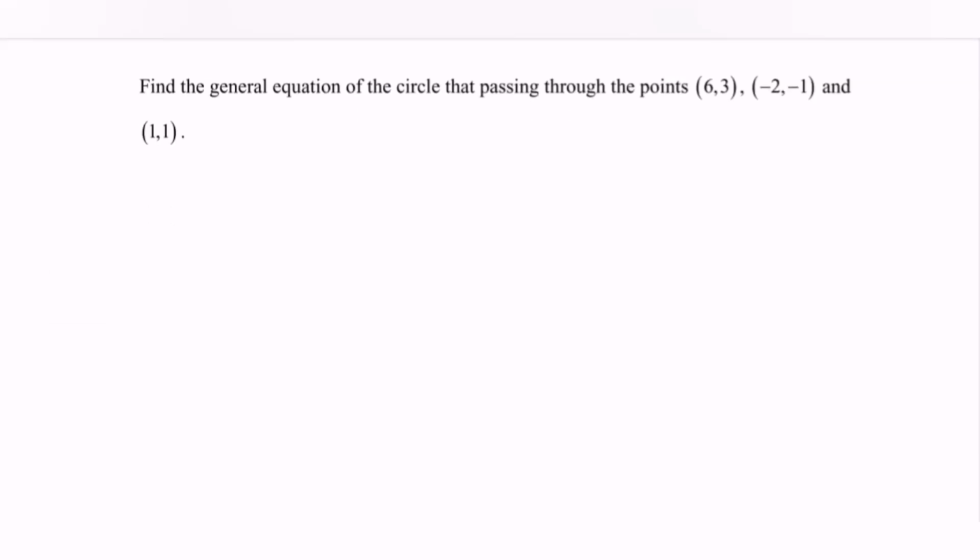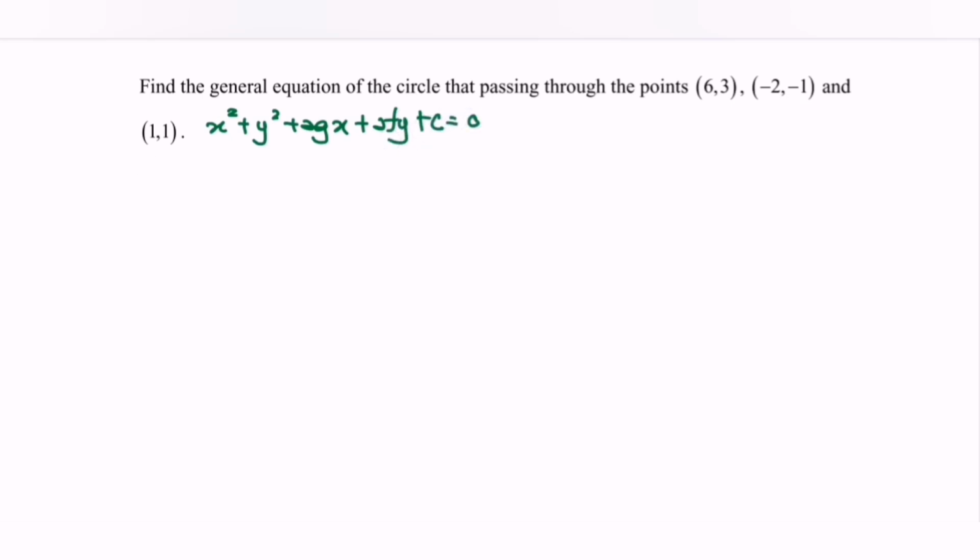Next, we have another situation for the circle. Find the general equation of the circle that passes through the point with the coordinate 6, 3, the second point -2, -1, and the third one will be 1, 1. So my suggestion is to substitute the situation into the general equation of the circle, where we have x squared plus y squared plus 2gx plus 2fy plus c is equal to 0.